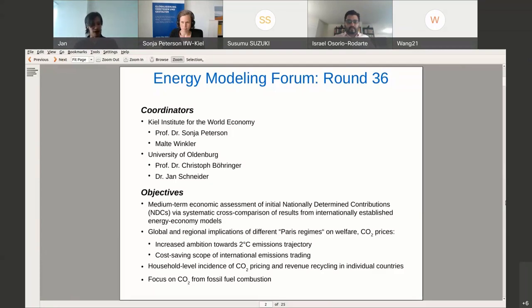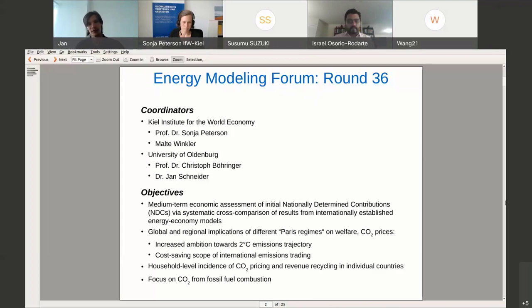So, after taking stock of the current state of the Paris Agreement, we also devise what we call core scenarios or Paris regimes. They reflect, on the one side, an increase in ambition from the initial NDCs towards a 2-degree emissions trajectory, the minimum temperature target set out in the Paris Agreement, and on the other hand, the scope of cost savings from international emissions trading, and also the regional implications of increased international emissions trading in the framework set out by the Paris Agreement.